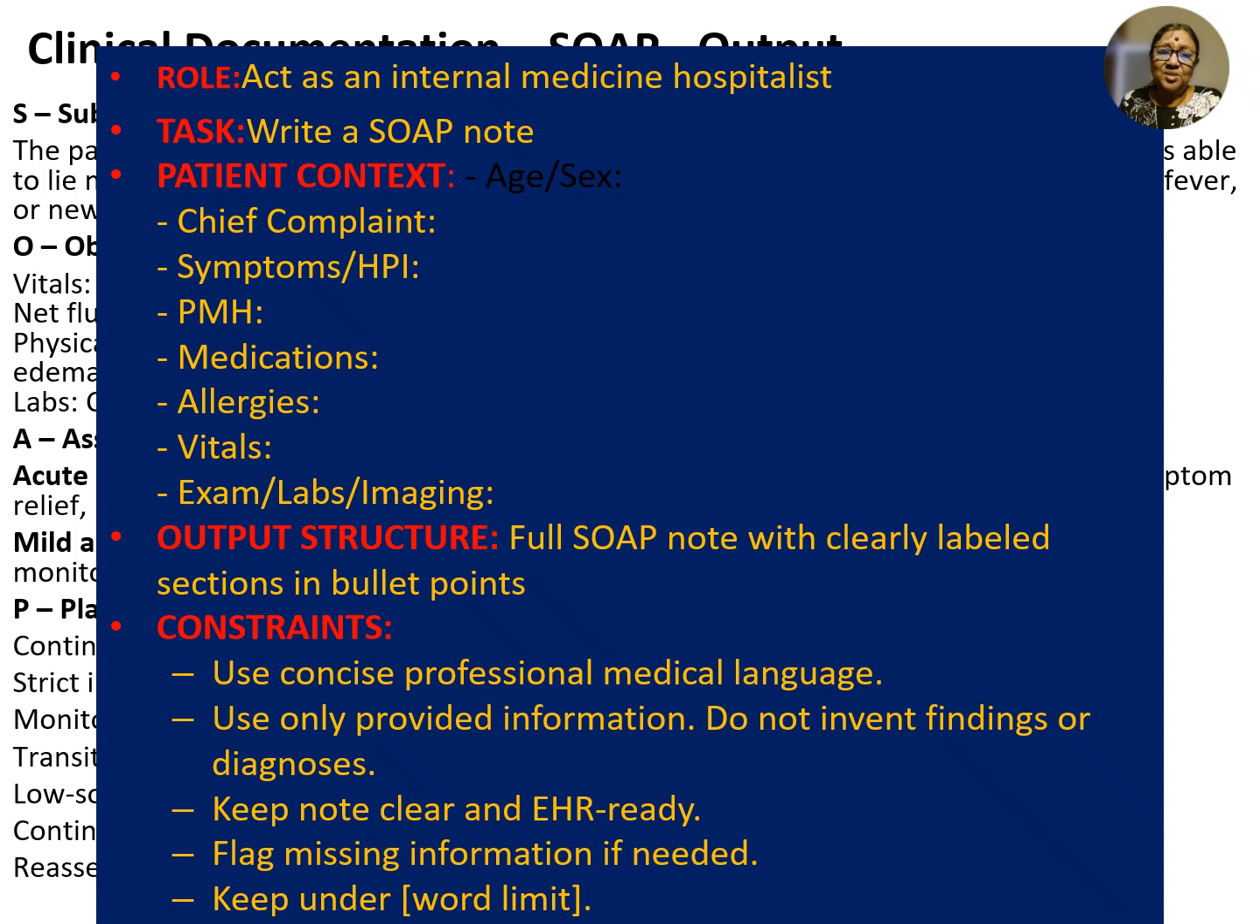So what is it that you as a clinician have to give? You have to give the role. You have to give what the task is. See, the patient's chief complaints, symptoms, PMH, medication, allergies, vitals. These are generally the context you have to give for most of the applications. Output structure: clearly labeled sections in bullet points, and constraints are given. You can even set a word limit, and you must make it EHR, electronic health record, ready. Flag missing information if needed. That is what you are asking ChatGPT to do. So all this information you can ask.